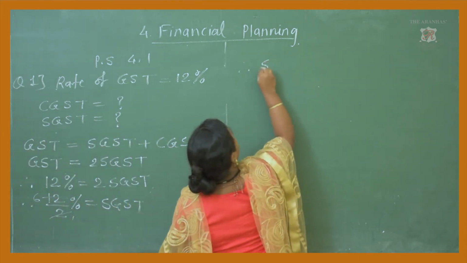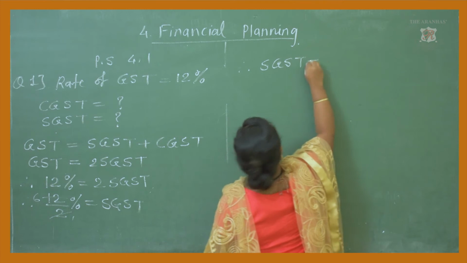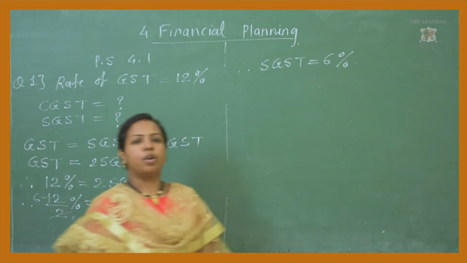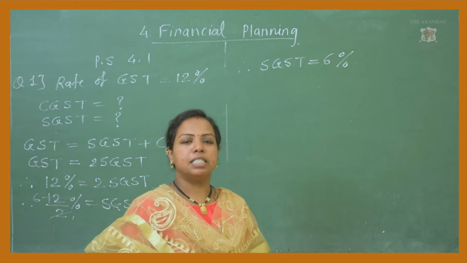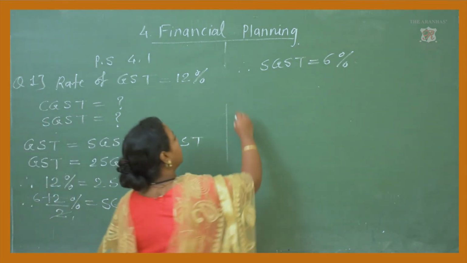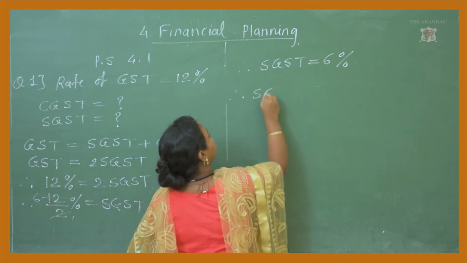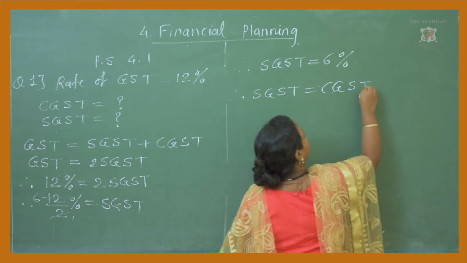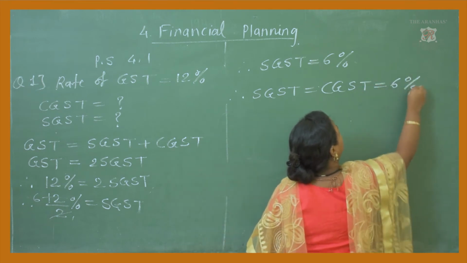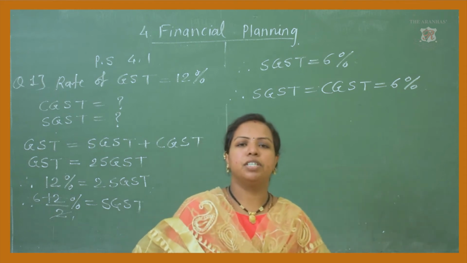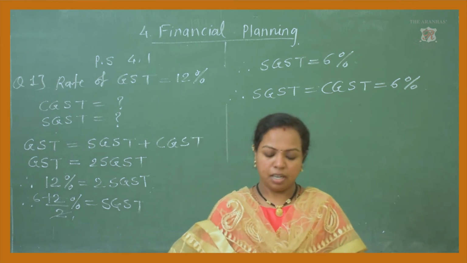Therefore, SGST is 6%. So the rate of SGST is 6%. But SGST is equal to CGST. Therefore, SGST, which is equal to CGST, is 6%. So the rate of SGST and the rate of CGST is 6%.